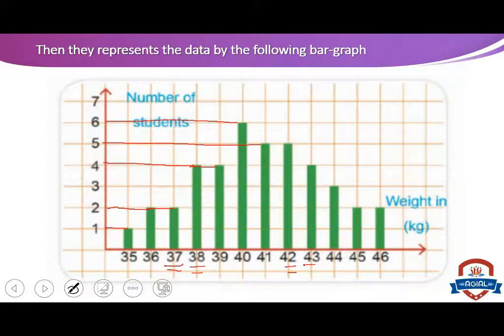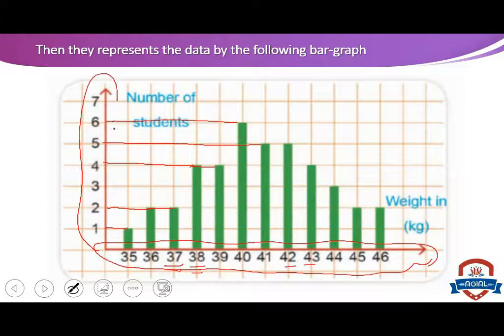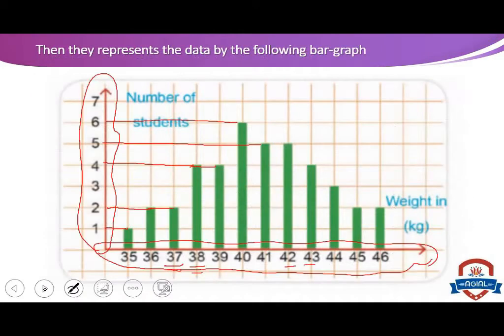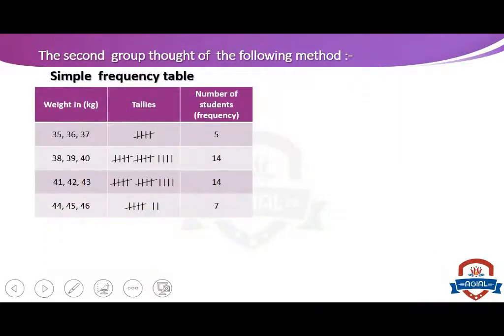We have the horizontal axis to represent the weight in kilograms, and the vertical axis to represent the number of students. So we can read the data from this bar graph or from this frequency table. So this is the method of the first group. Let's take a look at the second group. The second group thought of the following method.